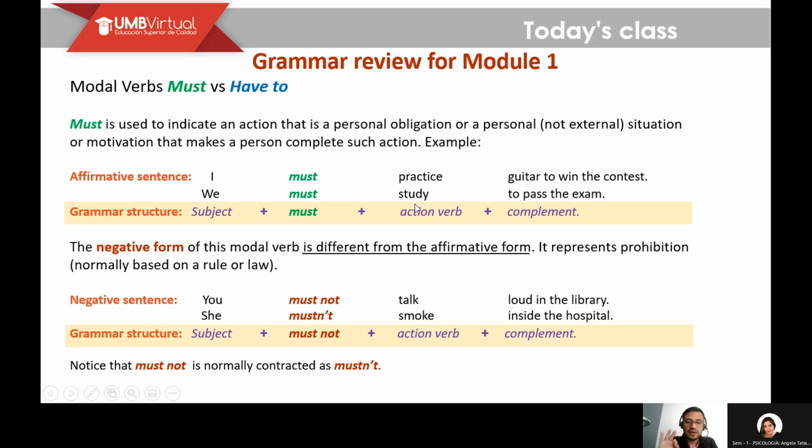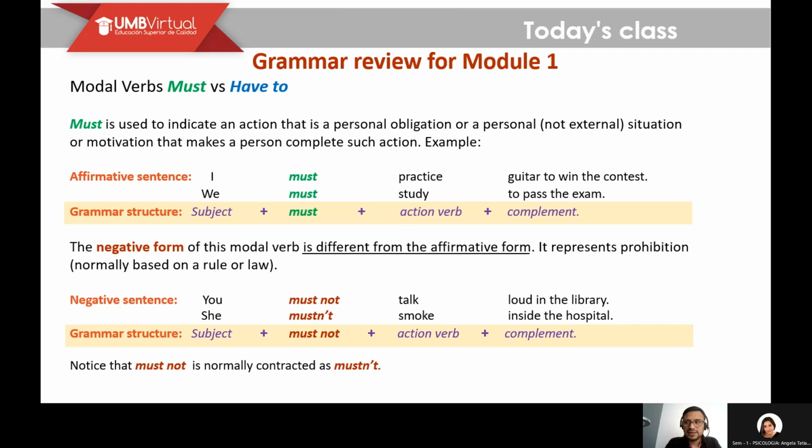And even if it is a third person, we don't have conjugation, ¿sí? No tenemos conjugación así sea tercera persona. The negative form of this modal in the intention is different from the affirmative. It represents prohibition that is normally based on a rule or law. Aquí sí. In affirmative, it is internal motivation. I must learn, ¿sí? Quiero aprender, como que debo aprender. But it's because you feel you want it.